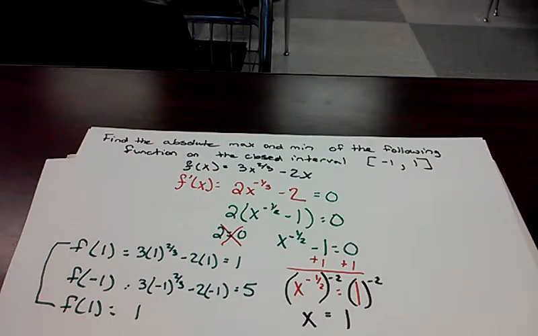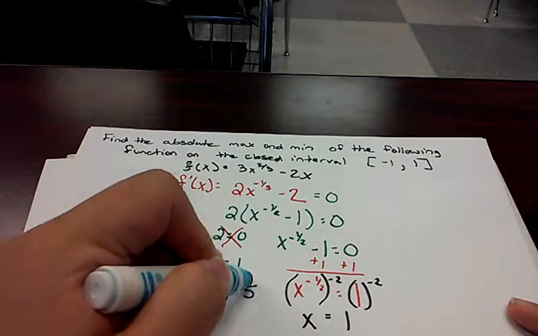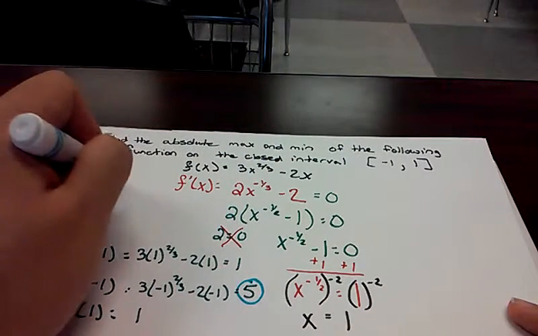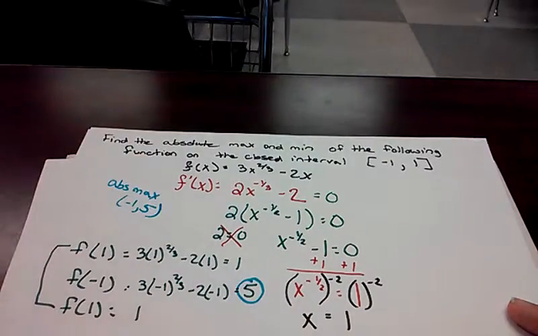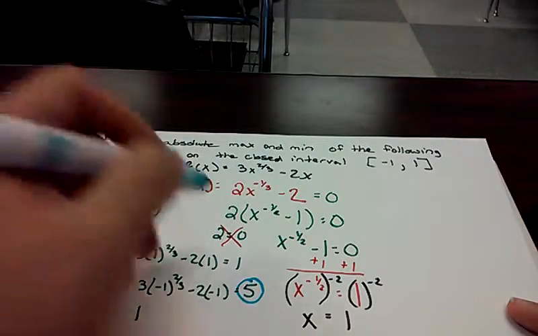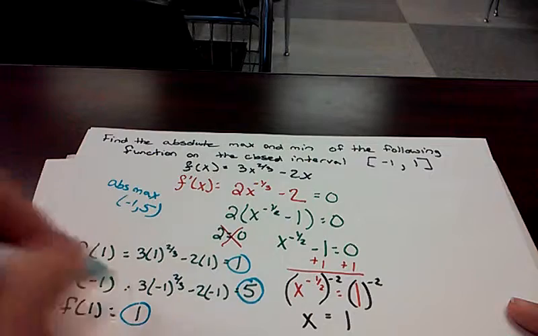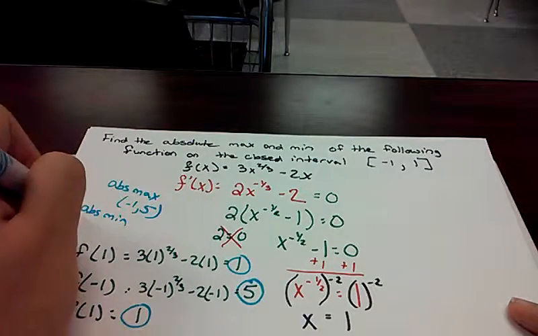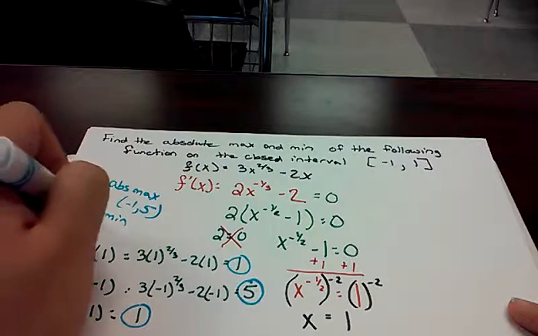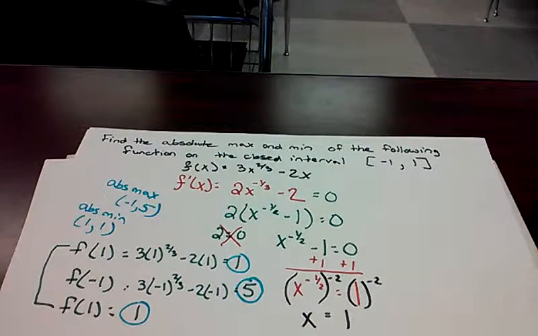And then remember, your absolute max is your highest number, so I'm going to have an absolute max at the point -1, 5, and then your absolute min is the lowest number. Notice that it appears twice. So my absolute min is at the same point, right? It's at 1, 1 for both of them. And so that will be my absolute max and my absolute min.